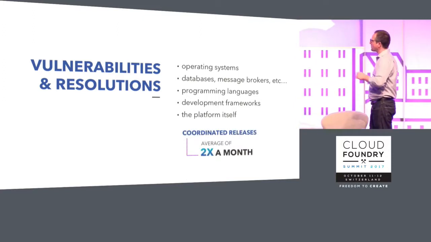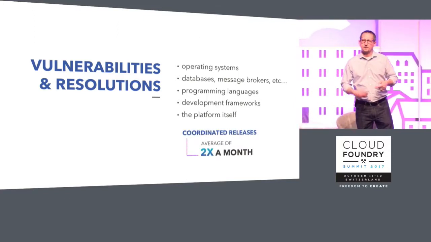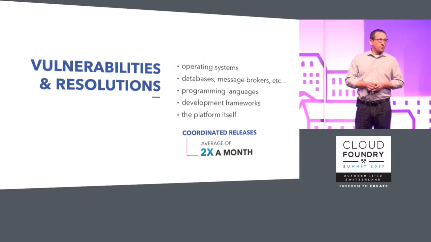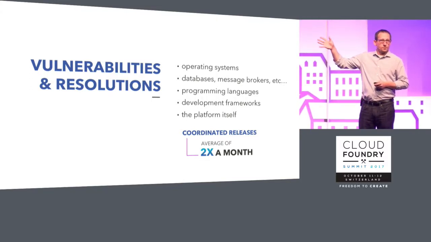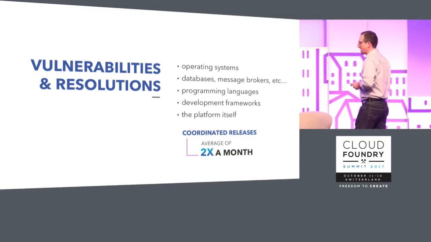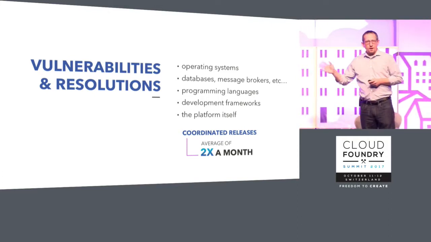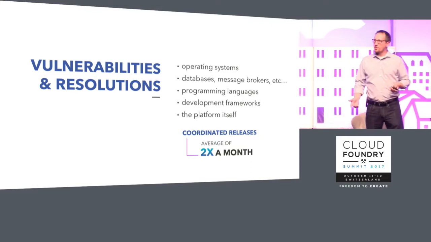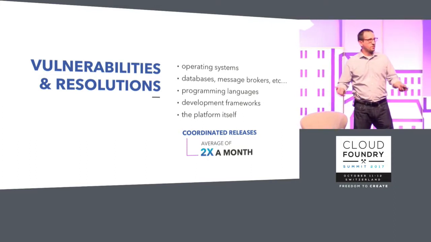And on average, we're releasing about twice a month, and that velocity actually is very variable. Because if there's a critical vulnerability in Ubuntu, which is what our stem cells are based on today, in about 48 hours, you can expect to see a new stem cell get released. That's pretty impressive, especially for an open source community.